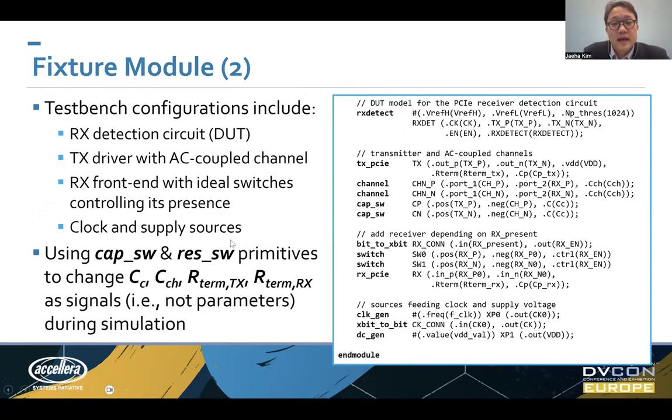And one thing I'd like to point out is that for the capacitance and the resistance modeling our condition parameters, namely the CC, CCH, R term TX, and R term RX, we use special X model primitives called cap SW and res SW, which model the capacitance and resistance, whose values can change as a signal input. So instead of using a normal capacitor primitive and resistance primitive, whose R and C values are fixed by the parameter, we can now have these R's and C's that can change over time, which is what we need to build this test bench.